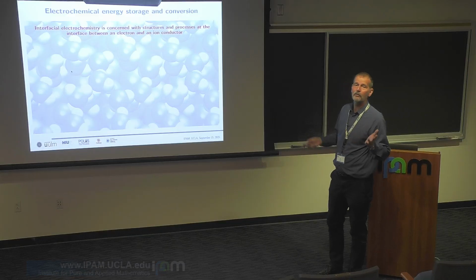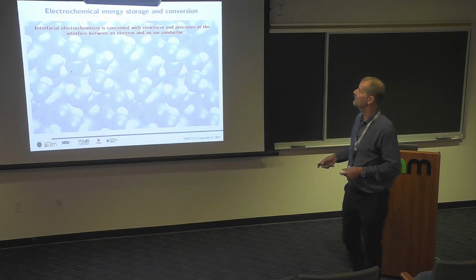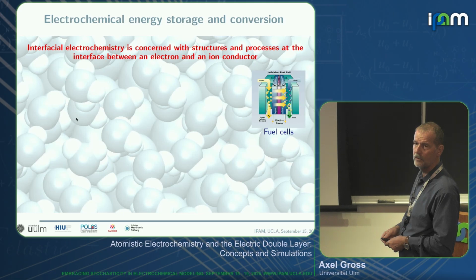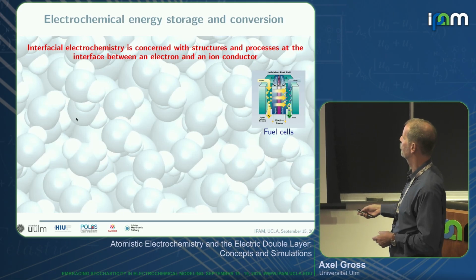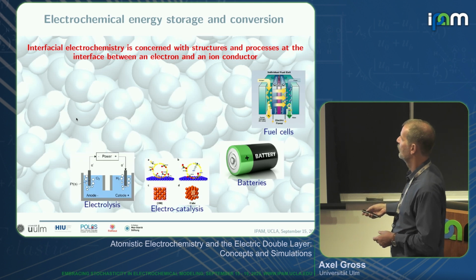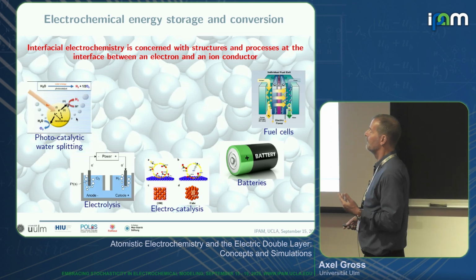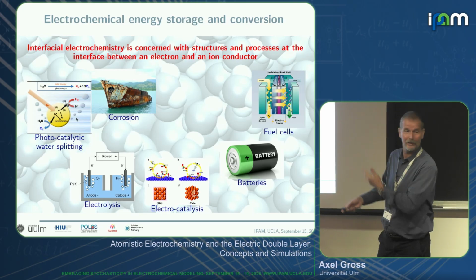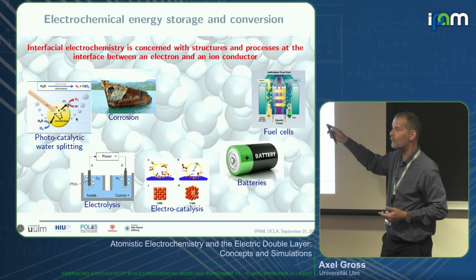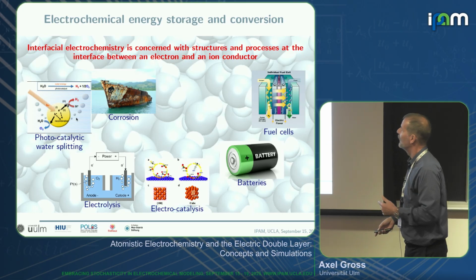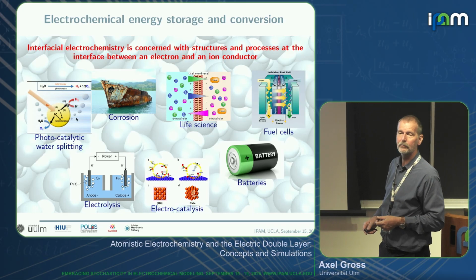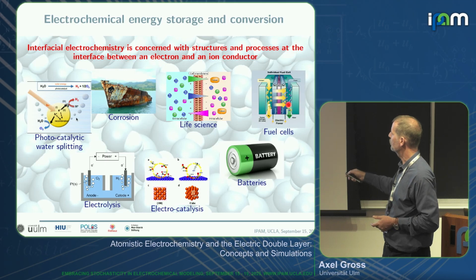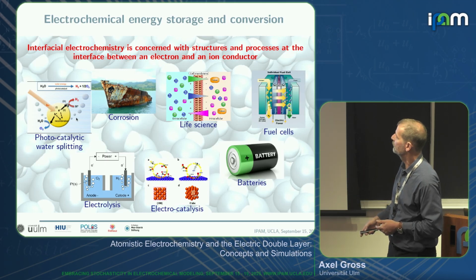Now the general topic I've been working on the last 20 years, interfacial chemistry, is concerned with structures and processes at the interface between an electron and an ion conductor. So it's very simple. And the examples are fuel cells, batteries, electrocatalysis, electrolysis, photocatalytic water splitting. There's also, now there comes a picture that I stole from you, processes that one would rather avoid, these corrosion processes. Or I think I searched for my own picture. You have another one, so to say. And then even in life science, you have membranes and these processes. So in principle we work on these topics in my group, and in the last time a lot of battery research, but also electrochemical interfaces.